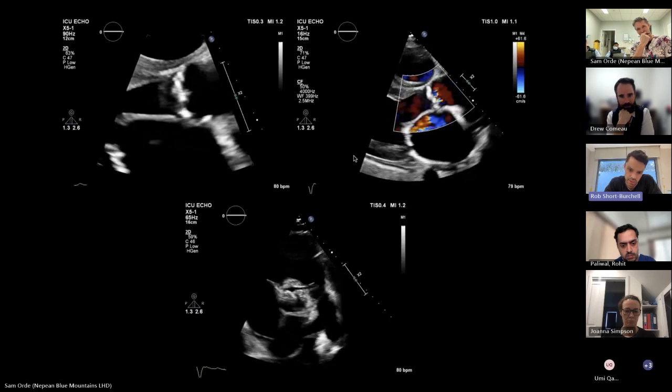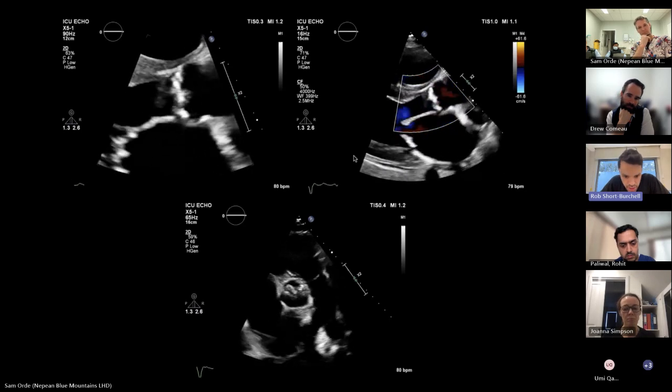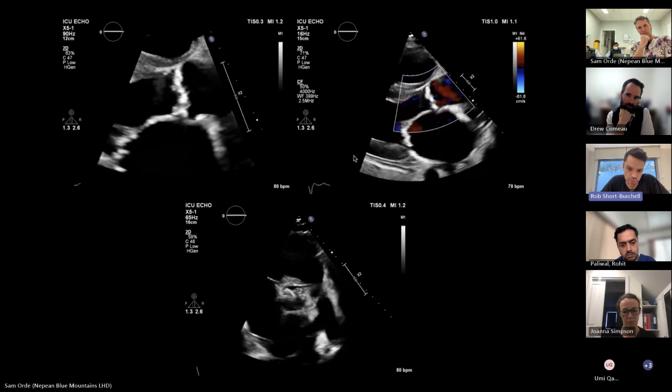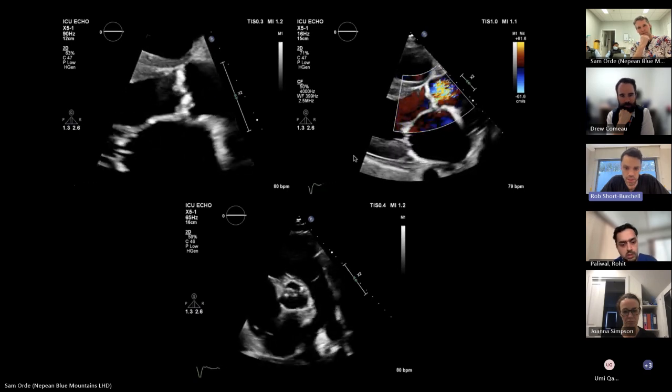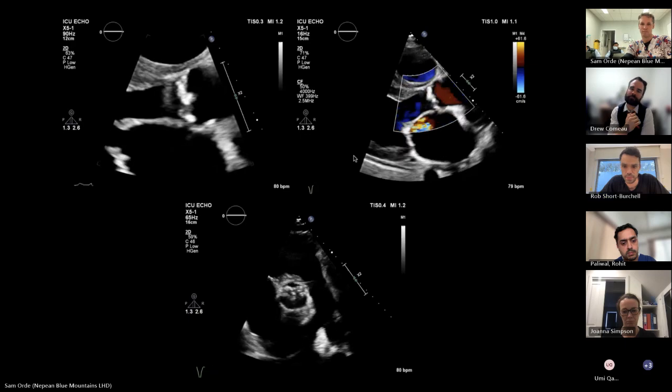although I'd like to look at that zoomed in and from other views, and the significant restriction in its opening, and I'm concerned about significant aortic stenosis here.